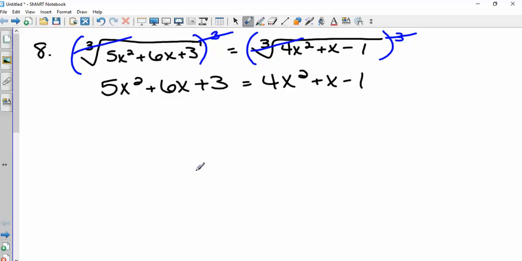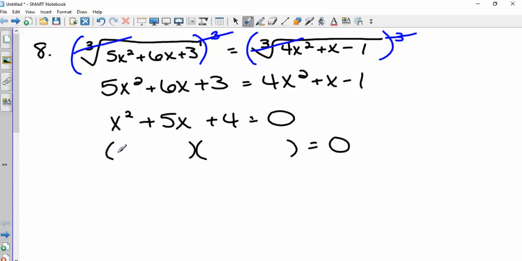So it's a quadratic, so what do we need to do? Combine like terms, set it equal to 0. So if I subtract over that 4x squared, it gives me a 1x squared. Subtract over my x, so that's a 5x. Add over my 1. Because it's 1x squared, we can do the shortcut. Multiply to 4 and add to 5. Then set each of those equal to 0, and we get -4 and -1.